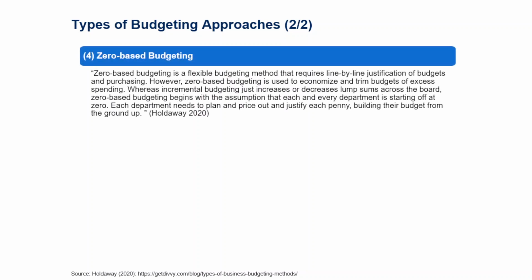Approach number 4 is probably the most radical approach, which is zero-based budgeting. So compared to the incremental approach that we had before, and also compared to the value proposition approach, zero-based budgeting assumes that every business unit, every part of the business has zero budget and needs to justify every single spend, every single line item based on the objectives that the business unit wants to achieve.